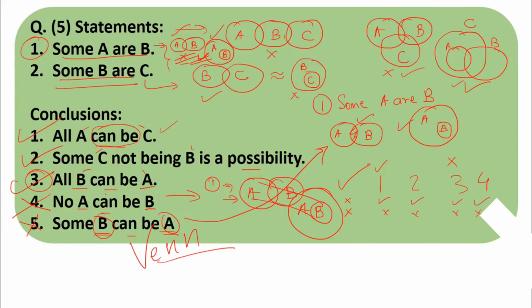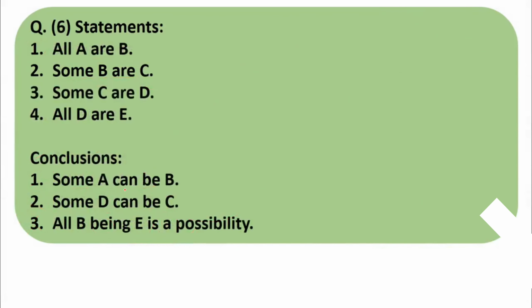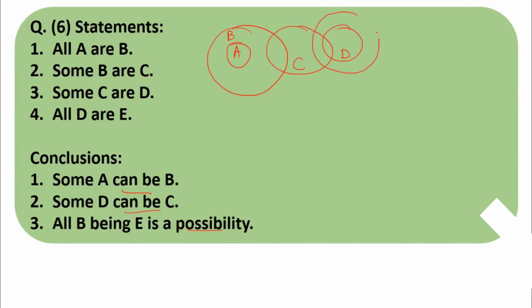Moving to question number 6. Again words like can be, possibility. So for a possibility sum, we have to draw a Venn diagram and solve it. Let's move on to drawing. All A are B. How do we draw it? This is A. All the A are B. Okay. Some B are C. Some C are D. All the D are E. We can simply draw it like this and say all the D are E.